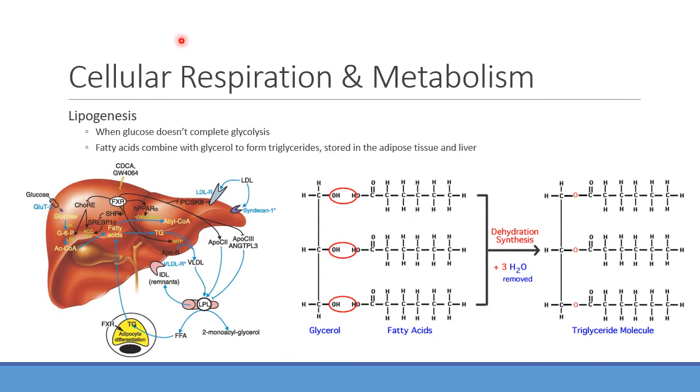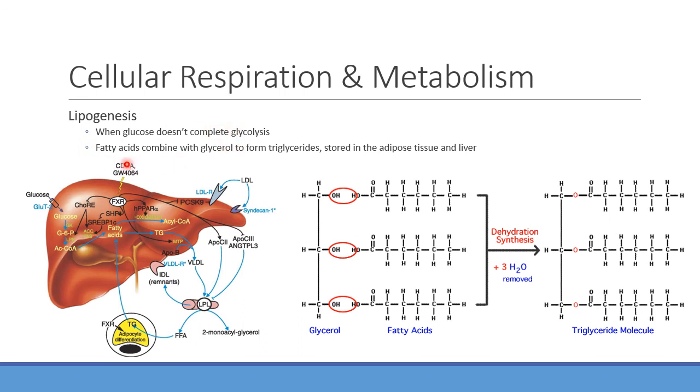Okay, so again, looking at lipogenesis, this is the process where we have, say, too much glucose floating around, and we need to store some of this energy for later use. Some of this can be stored as glycogen. We'll also find that we can convert some of this over into fat eventually, right? So again, when glucose doesn't complete glycolysis, say I just had a big bowl of ice cream or something with a lot of sugar in it, I don't need all of that sugar. It needs to get stored somewhere, right?